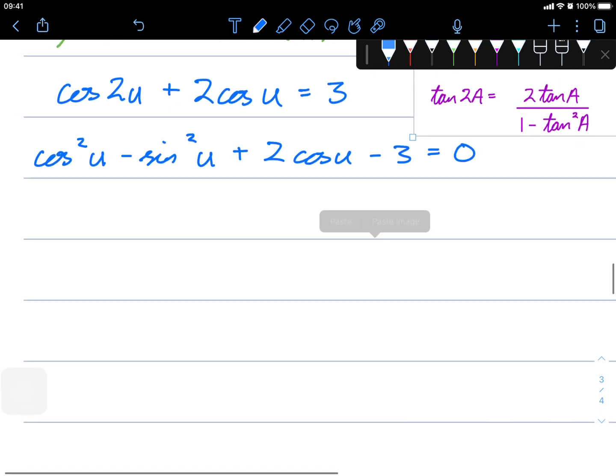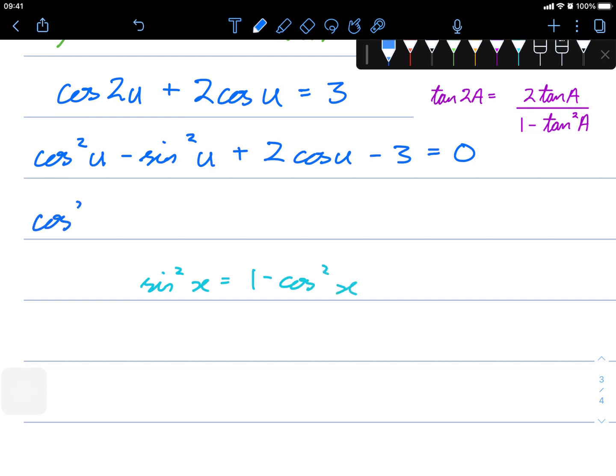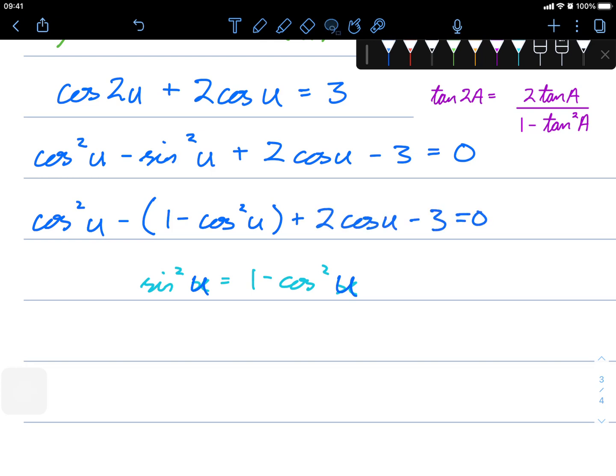As we saw previously, we can change sine squared into something in terms of cosine. If you don't recall, sine squared u is equal to 1 minus cosine squared. By substituting that, we get cos squared u minus (1 minus cos squared u) plus 2 cos u minus 3 is equal to 0.